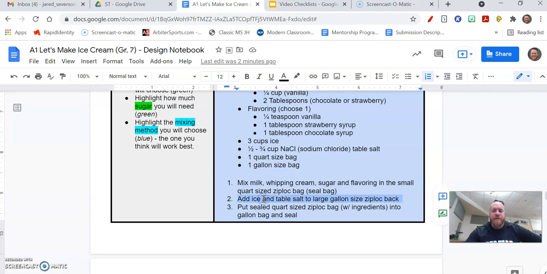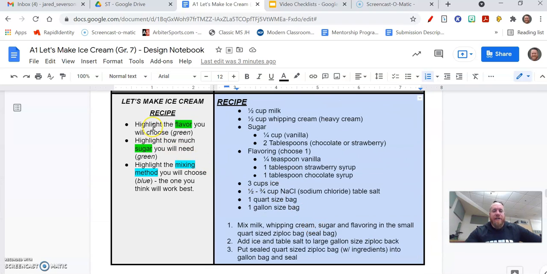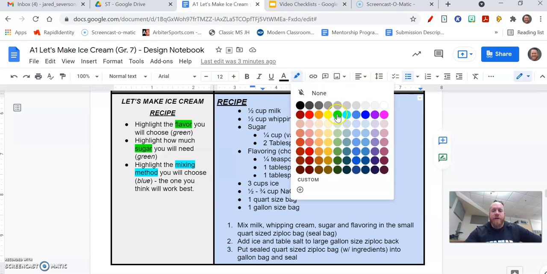You're going to add ice and table salt to a large gallon Ziploc bag. You're going to put the sealed small Ziploc bag with the ingredients into the bigger bag and then seal it. And then you're going to mix the ingredients using the method that you choose until you have solid ice cream. So what we want to do now is highlight the flavor. So with your partner, go ahead and look at this right now. You could have vanilla, chocolate, or strawberry. So go ahead and highlight in green which one you would like to do.